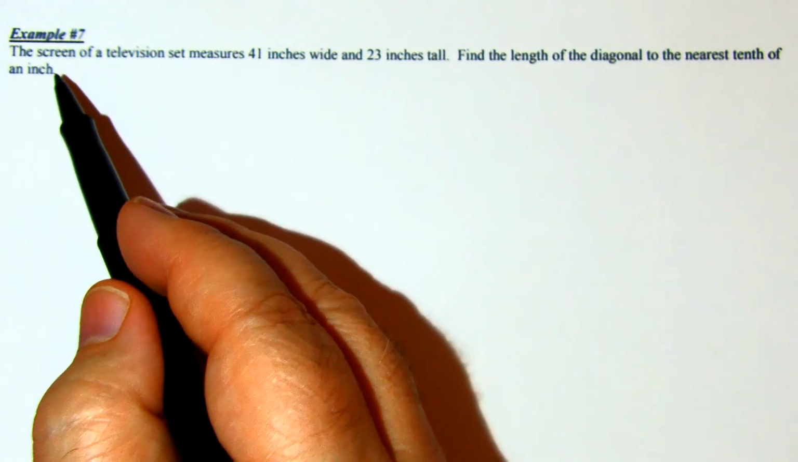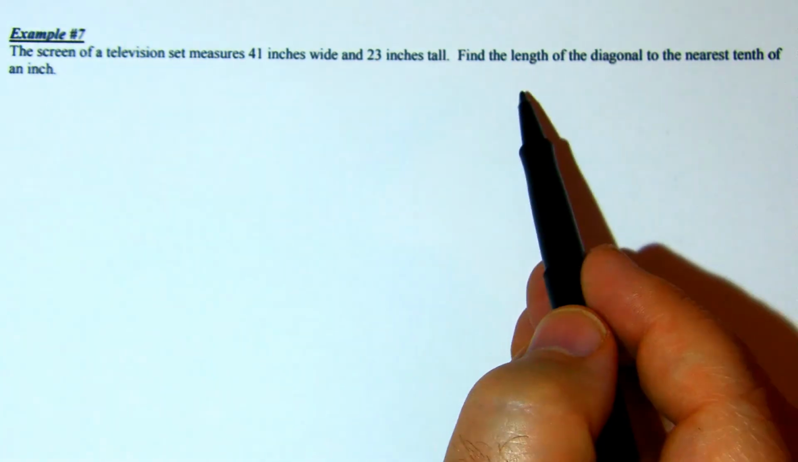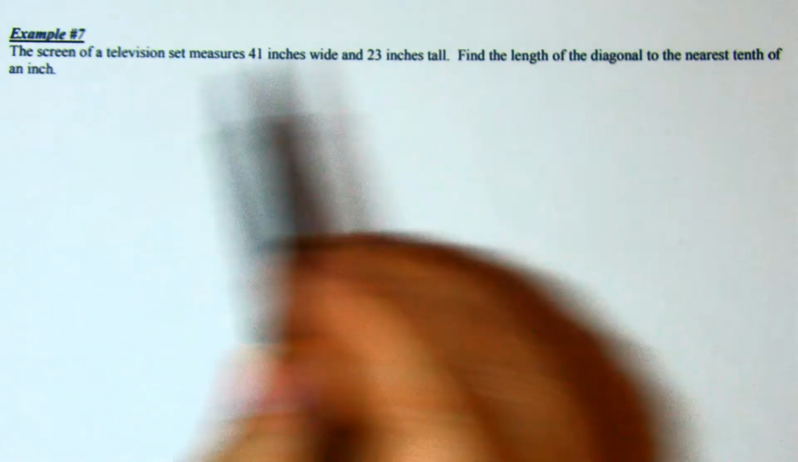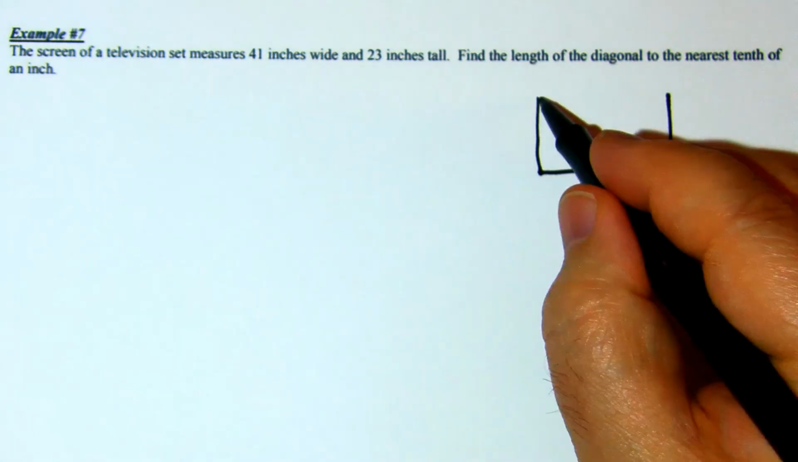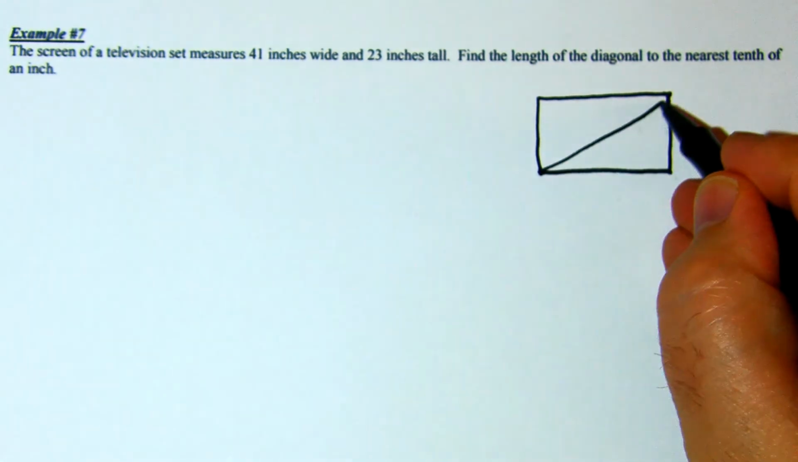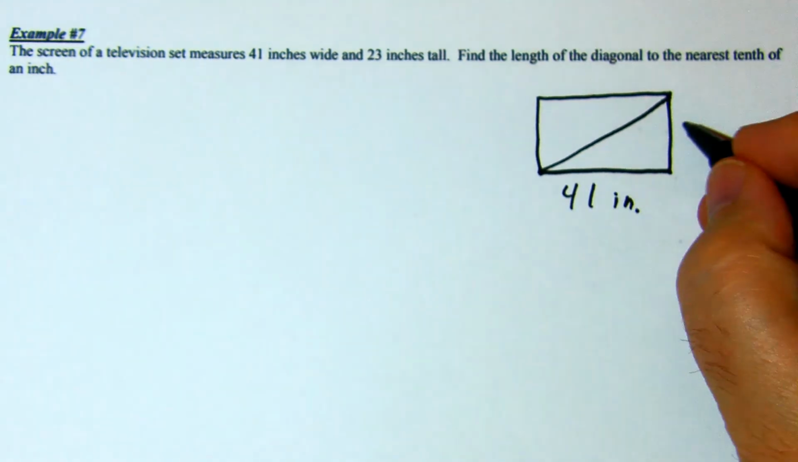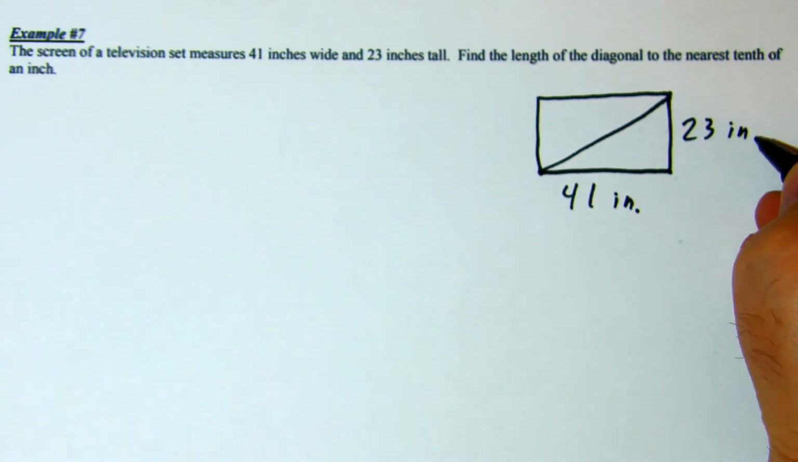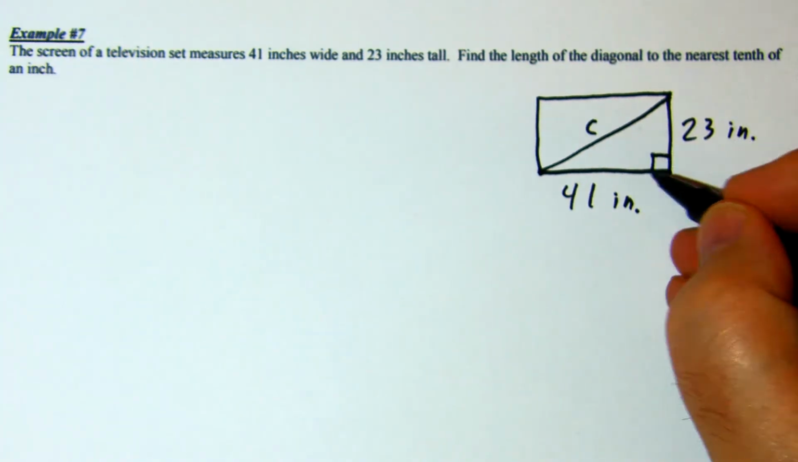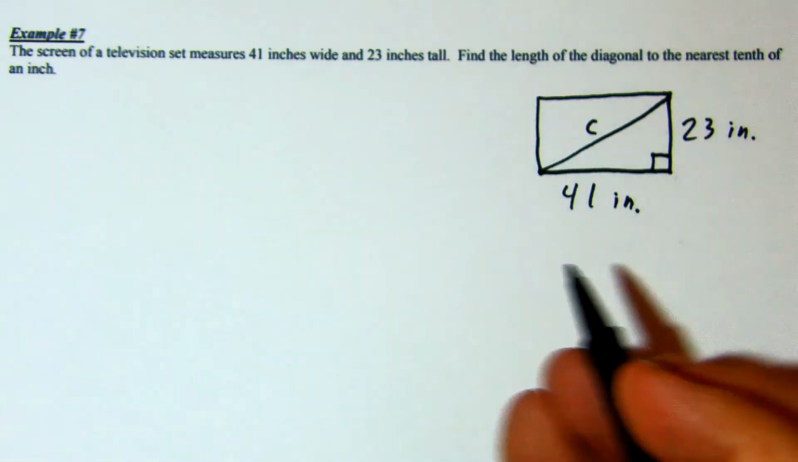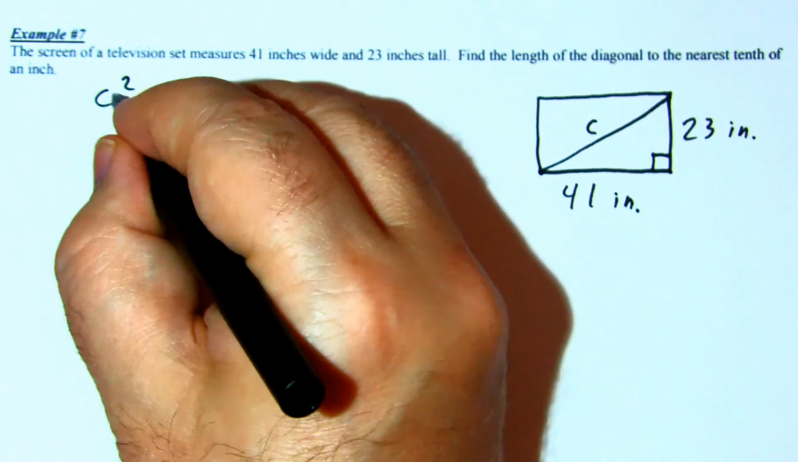Example number 7. The screen of a television set measures 41 inches wide by 23 inches tall. Find the length of the diagonal to the nearest tenth of an inch. Let's begin by making a sketch of the television and its diagonal. It says it was 41 inches wide and 23 inches tall. And we're looking for the diagonal, which would be the hypotenuse of this lower right triangle. If I'm looking for the hypotenuse, then when I go to use the Pythagorean theorem, I'll use the version that puts c squared, the hypotenuse squared, on the left.